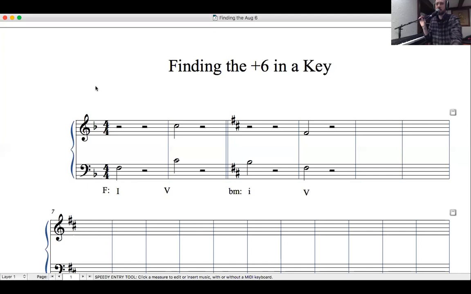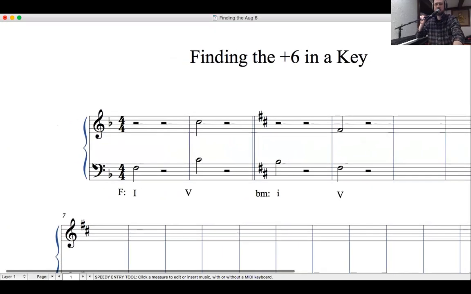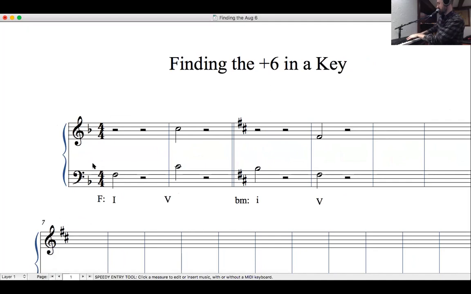All right, so let's practice this a little bit. Let's look at some music and try to build just the interval of an augmented sixth in a couple keys. So let's start in the key of F major here. Here we go. We're in F major. Sounds kind of like this. Right? So here we are in F. I'm up an octave.